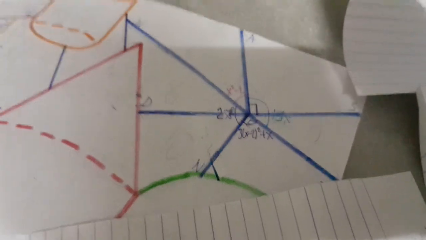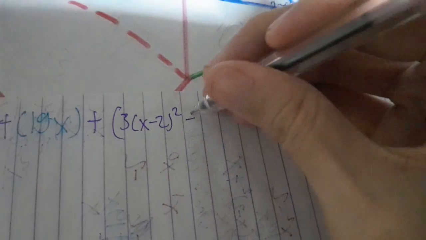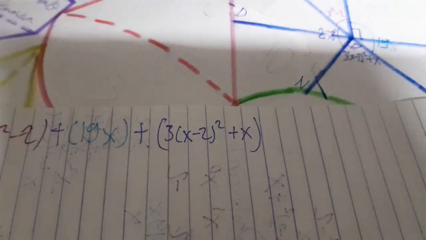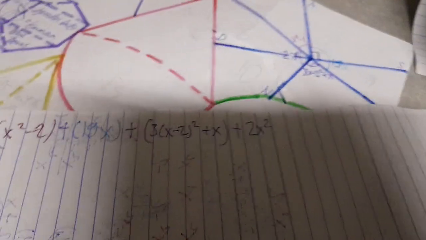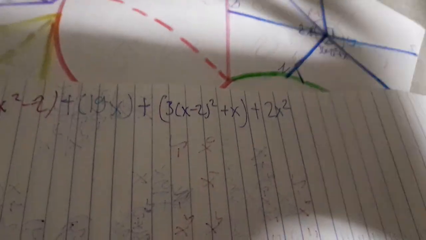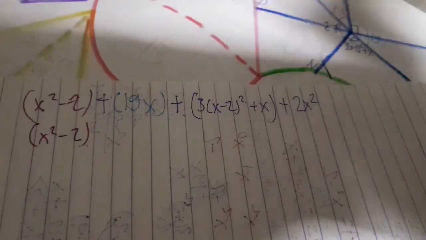And then another angle. Remember this for this angle, and that's for this angle. And then the next one is the color violet. We have this group: 3 times (x minus 2) squared plus x. That's the third group. And then the last group is 2x squared. Now, we were able to simplify this all together. Remember, we simplified the third part. So it will still be the same: x squared minus 2, and then plus 19x again.